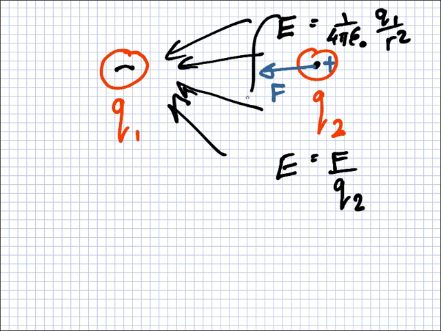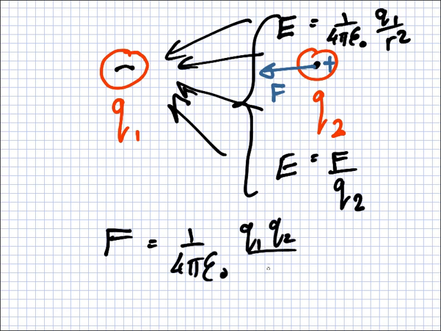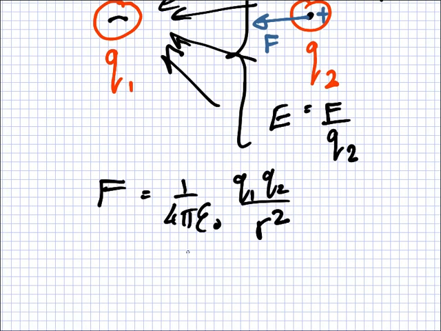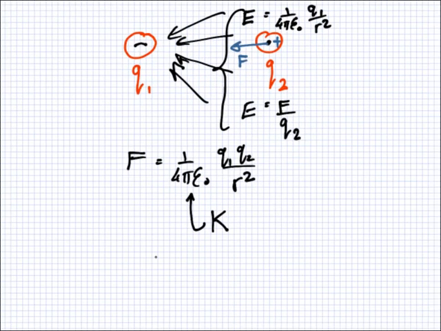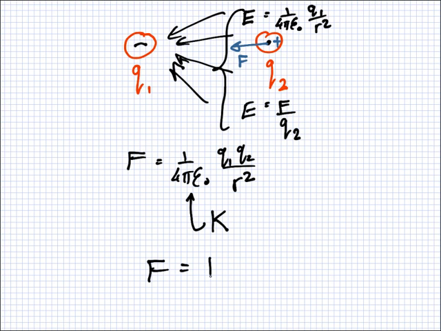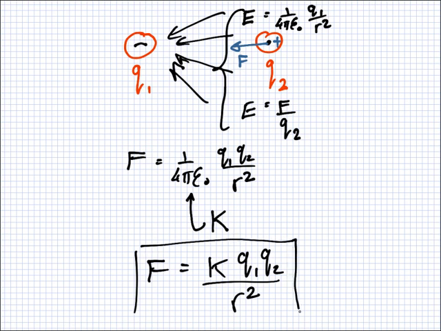You can put these together and make this formula: F equals 1 over 4 pi epsilon 0 Q1 Q2 over R squared. Now, what sometimes people do is they just call that guy there K. So you can write the formula like this: F equals K Q1 Q2 over R squared. That's the force between the two of them.